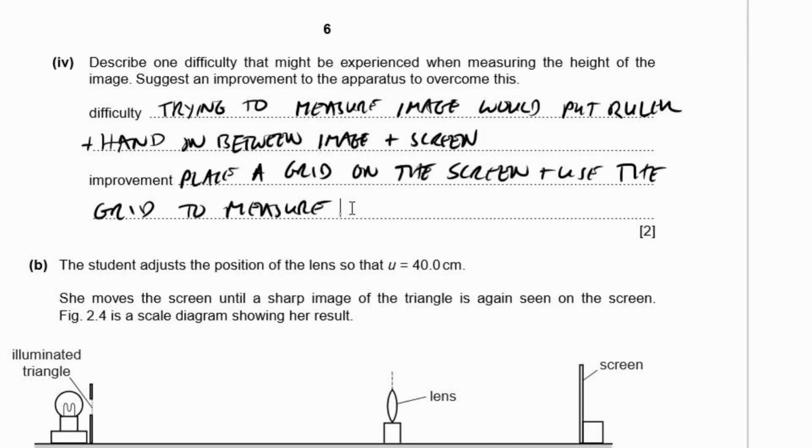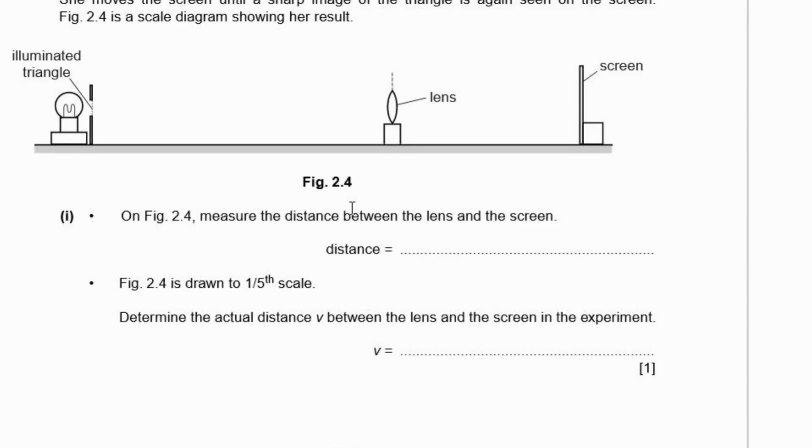B. The student adjusts the position of the lens so that u equals 40 centimeters. She moves the screen until a sharp image of the triangle is again seen on the screen. Figure 2.4 is a scale diagram showing her result. Right. On figure 2.4, measure the distance between the lens and the screen. Now I did this and I got a nice round measurement of 5.0 centimeters.